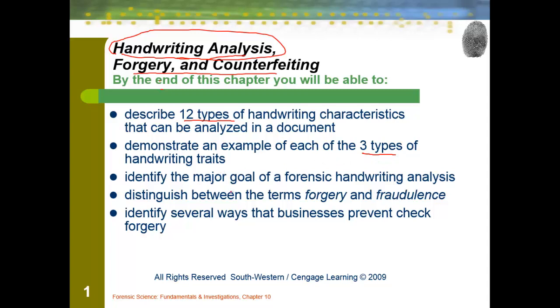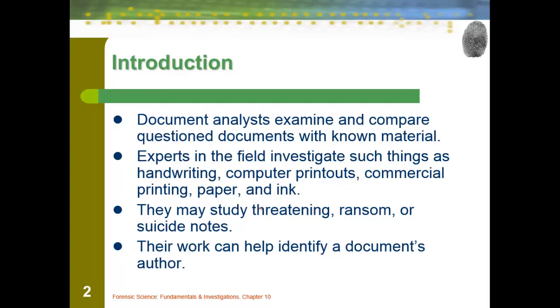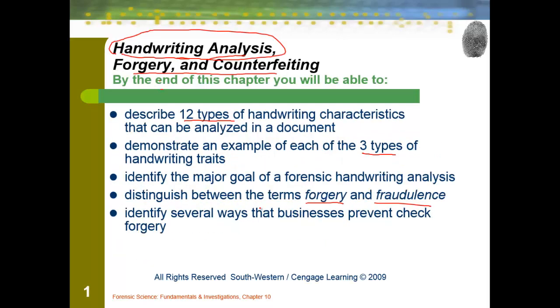We'll look at the major goals of forensic science or handwriting analysis, distinguish between the terms of forgery and fraudulence throughout the chapter, identify several ways that businesses try to prevent check forgery, and we'll also look into counterfeiting. It's not on here, but that would be our last bullet to include.